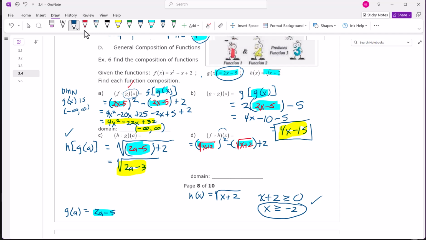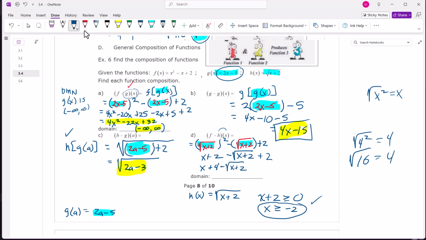So if you square a square root, the square root comes off. That's no different than having something like square root of 4 squared. That's really square root of 16, so it's going to be equal to itself. So if you have the square root of x squared, that's itself. That's something you've learned before. Then we have minus the square root of x plus 2, plus 2. And then we got like terms that go together, so I'll have x plus 4 minus the square root of x plus 2. So that is actually the function composition.